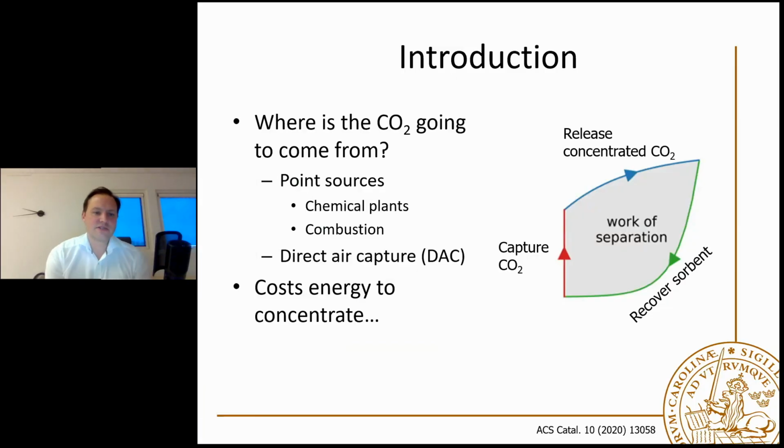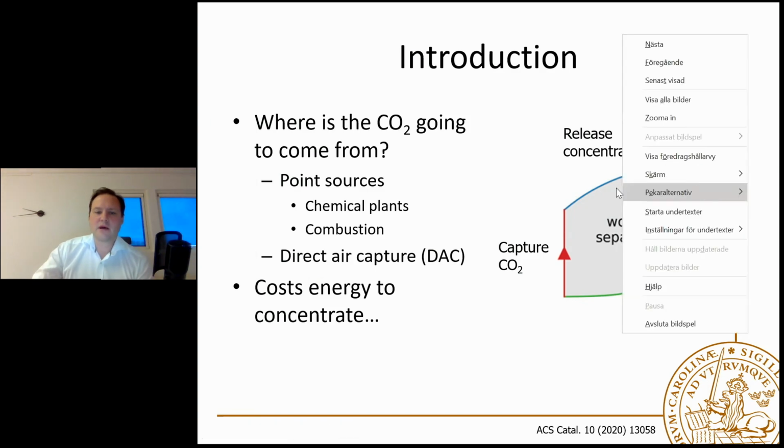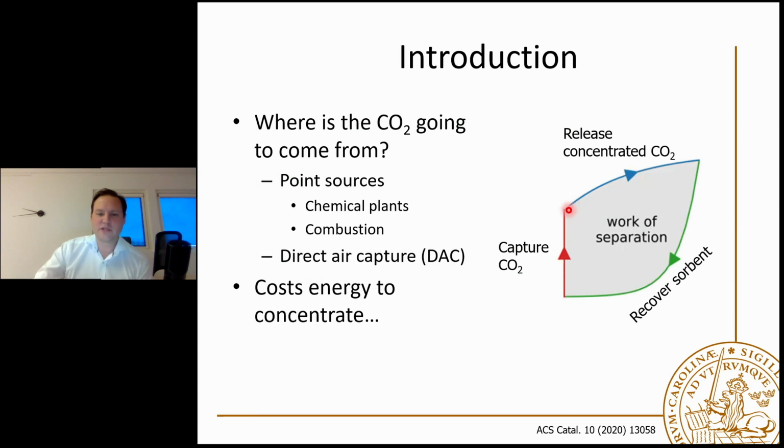The CO2 needs to come from somewhere. And right now, the best option from an energy perspective is to use point sources like chemical plants, combustion plants, and other sources where you have CO2 emissions in rather high concentrations. They are perhaps not 100% pure, but they start in the teens and move up to 30, 40% in gas streams. We still need to spend some energy when we capture the CO2, and we need to spend energy in releasing the CO2. And then we need to, of course, recover the sorbent to get back to where we are. I mean, the recovery is done during the release.